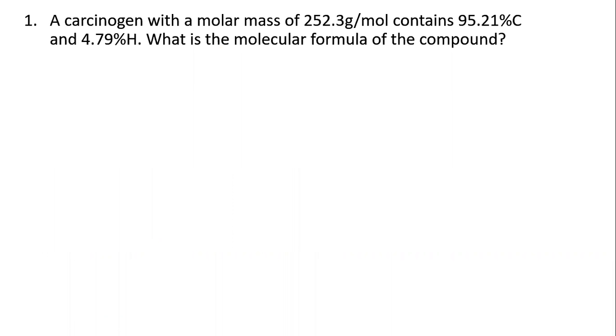So here we have our last problem. We have a carcinogen with a molar mass of 252.3, contains 95.21% carbon and 4.79% hydrogen. What is the molecular formula of this compound? So again, we're going to assume a 100-gram sample. If we assume a 100-gram sample, we have the mass of carbon and the mass of hydrogen.